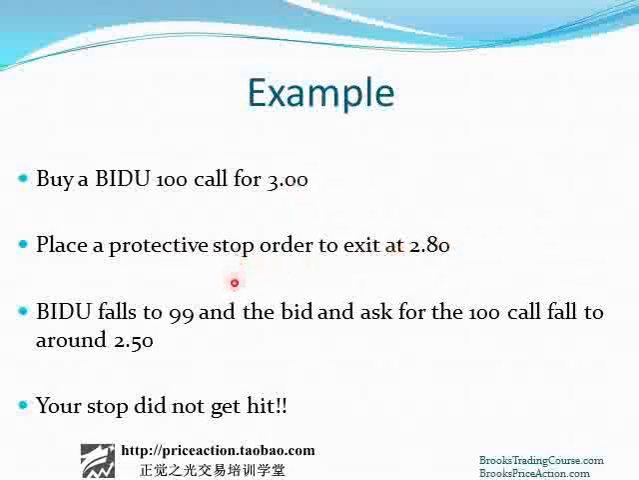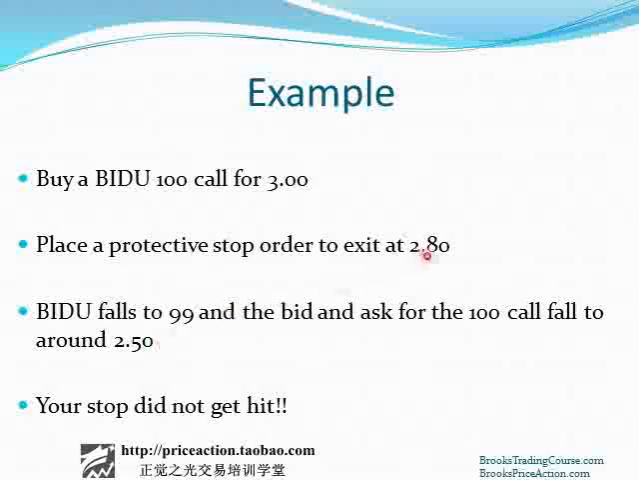Let's say Baidu starts to sell off and it falls down to 99, right? That means the value of your call is probably now worth about 250. And if you look over at your positions, you might find you're still holding that 100 call and it's now worth 250, right? How could it fall to 250, well below your 280 stop, and your stop not get filled? Well, it's because the Baidu options are not actively traded, and it's possible that no trades took place in the Baidu calls, even though Baidu fell $1 and the value of the call fell 250.